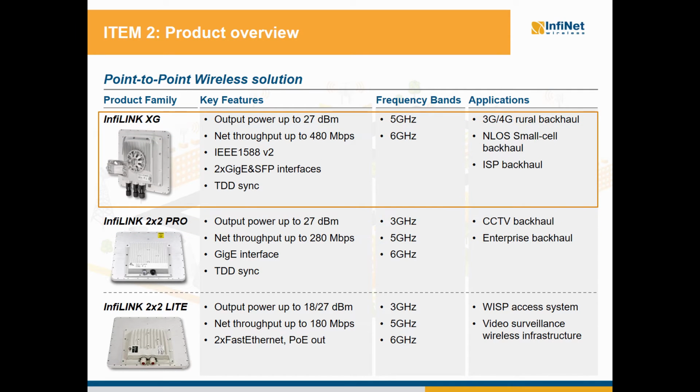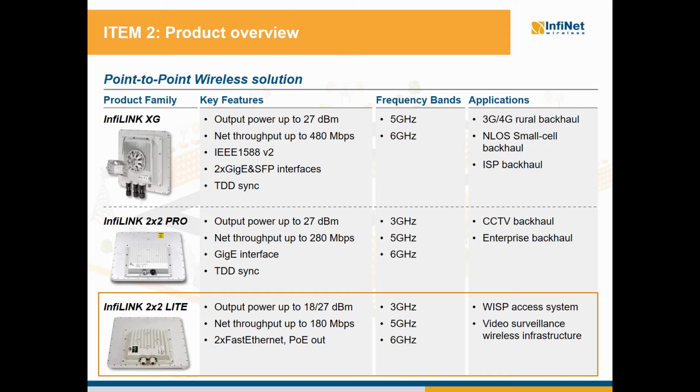First, we've got the InfiLINK XG product, which is specialized for high-speed data transmission, and it is therefore recommended for the aggregation backhaul in case of, for example, ISPs or small cells. By operating in the sub-7 GHz spectrum, both non-line-of-sight and near-line-of-sight implementations are available with sustained transmission quality for all product lines. The InfiLINK Pro is another good alternative if increased capacities are required, like for example in case of CCTV or enterprise backhauling. InfiLINK Lite is the basic point-to-point product that can sustain up to 180 megabits per second, and it is commonly found in the WISP high-capacity access systems or in case of the video surveillance wireless infrastructures.